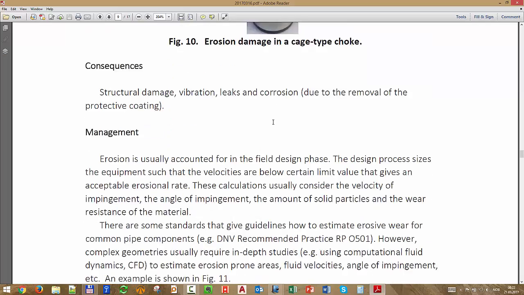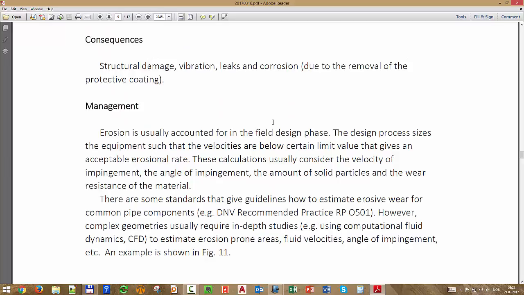So erosion, we also saw erosion. I'm not sure if I put that name, but there is a practice from DNV, Det Norske Veritas, and they give, for some components that we already know, like bends, like pipes, some calculation methods for the minimum or maximum velocity that you can have in the component, depending on the amount of solids that you have and depending on the resistance of the material. And that is RP 0501, recommended practice.